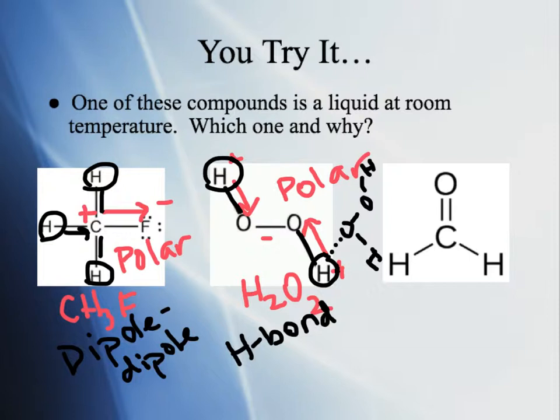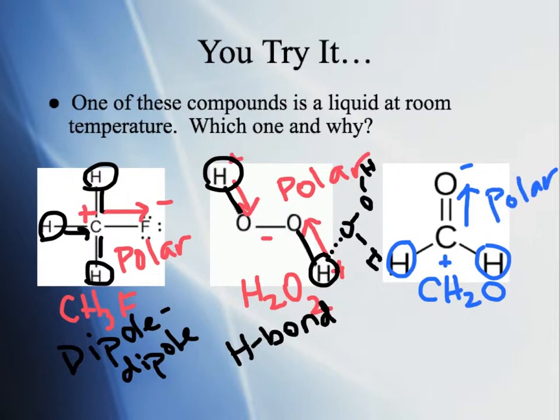Okay, last but not least, we have to take a look at the last one. All right, this is CH2O. Again, oxygen is much more electronegative than carbon. The carbon-hydrogen bonds are nonpolar. And so we're going to have a negative here, a positive on this end. So again, it is polar. So is it dipole-dipole or is it hydrogen bond? Well, we've got hydrogens, but they are not directly connected to that O. So this is just going to be dipole-dipole.